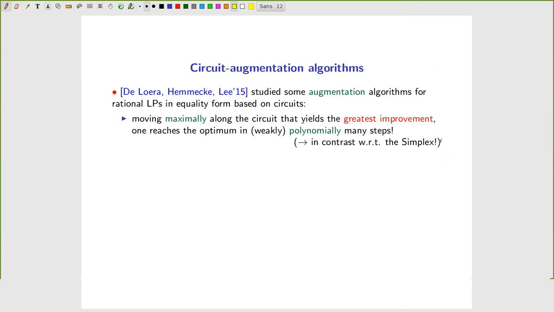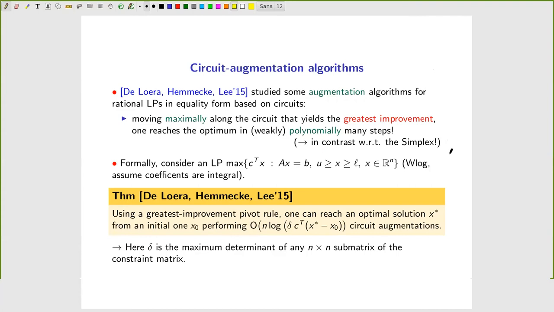Okay, to give a proof, we need to be a bit more formal. So consider an LP in this form: you want to maximize c transpose x, subject to Ax = b. In this case, for standard equality form, x is between l and u. Without loss of generality, if we consider a rational polyhedron, a rational LP, we can assume that all the data are integral. So all the entries of A, b, c are integral. What they proved is the following: using a greatest improvement rule, you can reach an optimal solution x star from an initial one x zero by performing that many circuit augmentations.